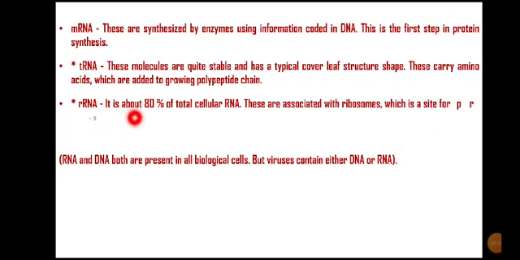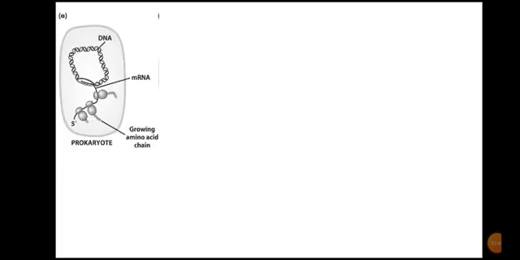rRNA. So about 80% of total cellular RNA, rRNA comprises 80%. These are associated with ribosomes and therefore they are called rRNA. And ribosome, it is a site for synthesis of protein. Now in detail we learn about the functions of DNA, mRNA, rRNA and tRNA.